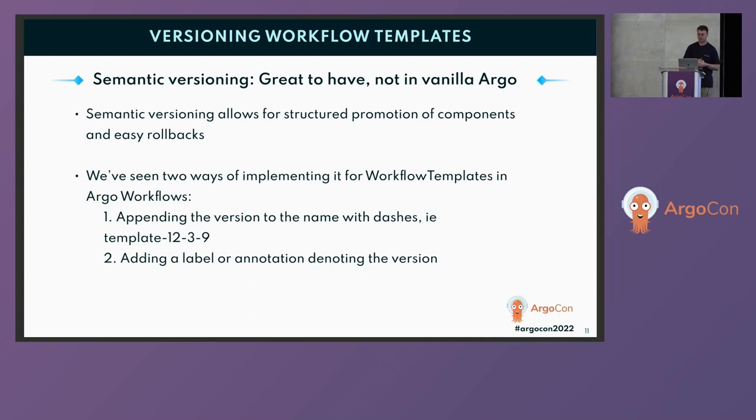Now we've seen two ways of implementing that with workflow templates in Argo Workflows. The first, which is what we do internally and with our SaaS platform, is appending the version to the name with dashes, i.e. doing something like template-12-3-9, or we've seen it done with labels and annotations. Shout out to our friends at Bloomberg.